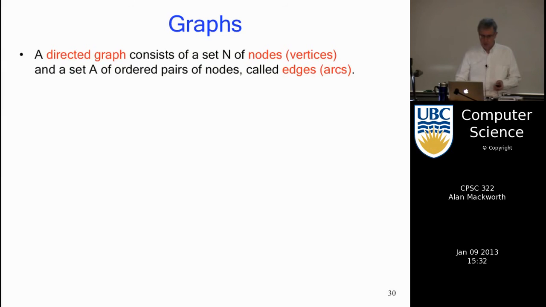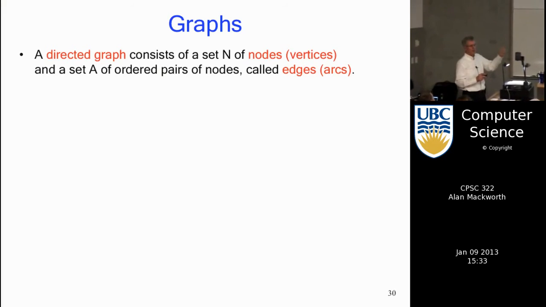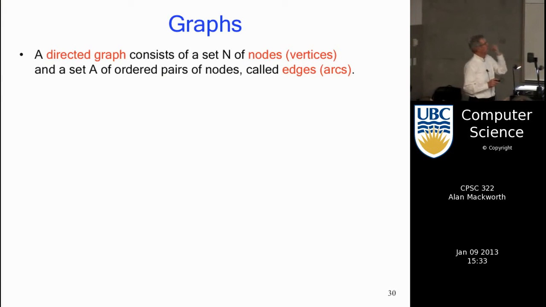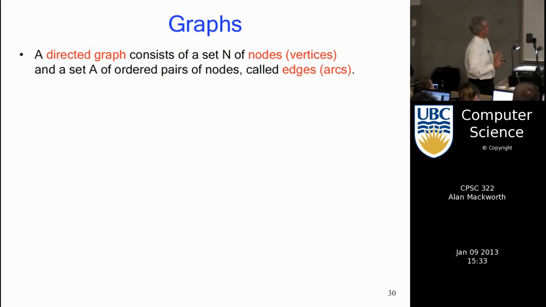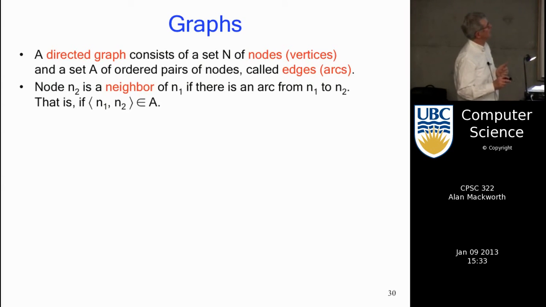But we're going to use formal definitions. We're going to use digraphs, directed graphs. I'm assuming that all of you are familiar with directed graphs, but the notation always slightly changes. We're going to talk about nodes or vertices. So a directed graph is just 2 sets: N, a set of nodes, and A, a set of arcs. Each arc is an ordered pair of nodes. And we say that N2 is a neighbor of N1 if there's an arc from N1 to N2. That is, if (N1, N2) belongs to A.